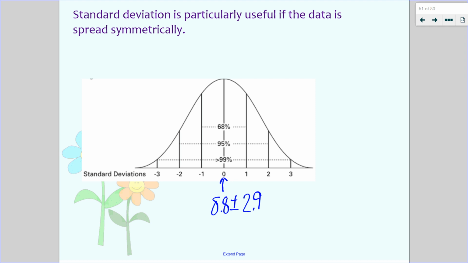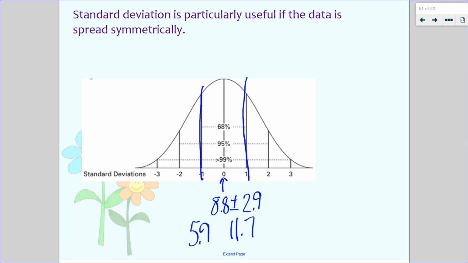That's 8.8, that was our mean, right? 11.7. And then how about if we subtract, what do we got? 5.9. Okay. That means if our data is very standardized, 68% of our people will have a shoe size between roughly a 6 and an 11.5, if our data is very symmetrical, like the standard bell curve.